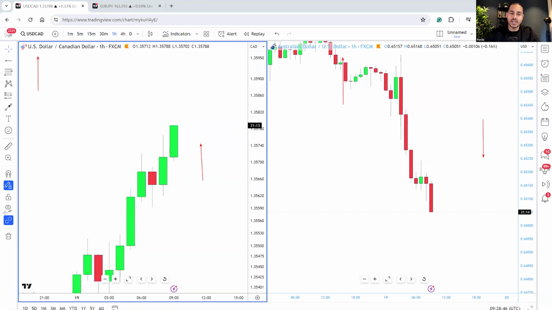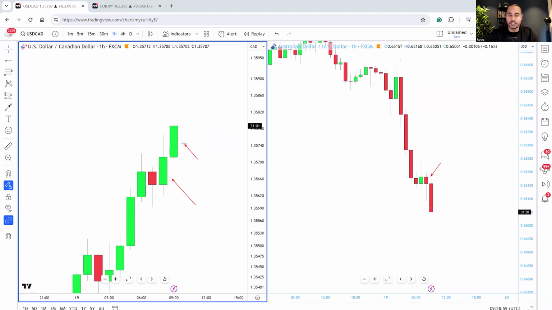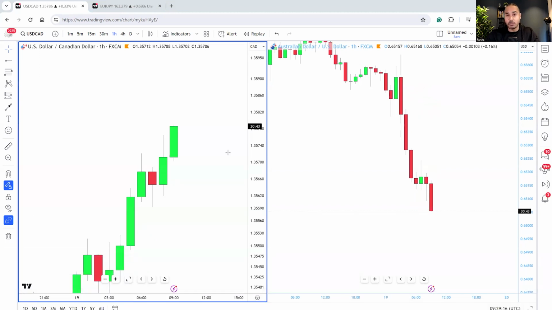When I see this information, I know in the back of my mind that based on the concept of two candle theory, there's a much higher chance after a candle closed bullish and a candle closed bearish that the next candle will be bearish and or bullish in this instance. Now, you don't need to take my word for it. You can go and look at this yourself. You see here, this candle closed bullish, next candle was bullish, this candle was bearish, next candle was bearish. It's a confluence and it happens all the time in the market. Not 100% guaranteed, but it happens more often than not.